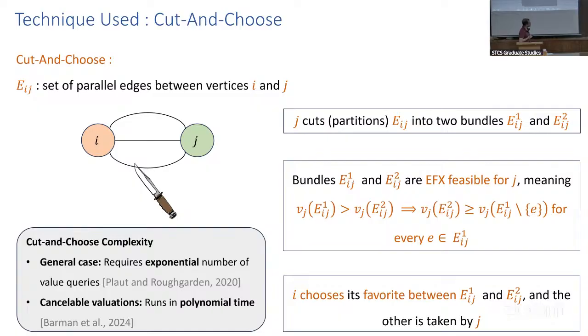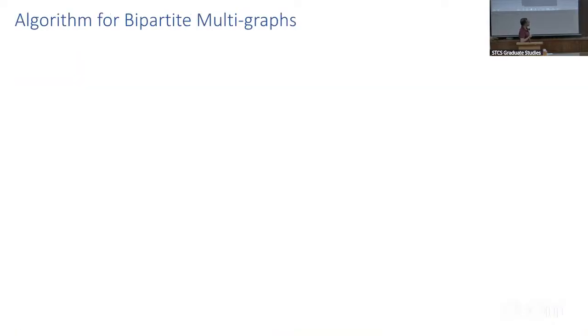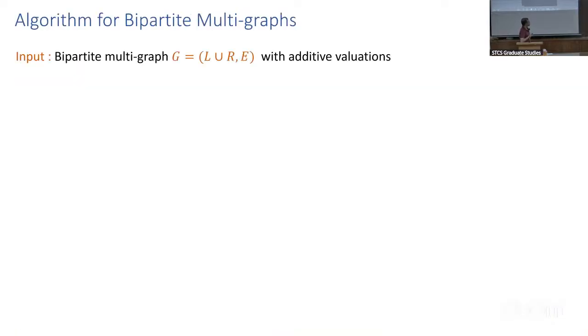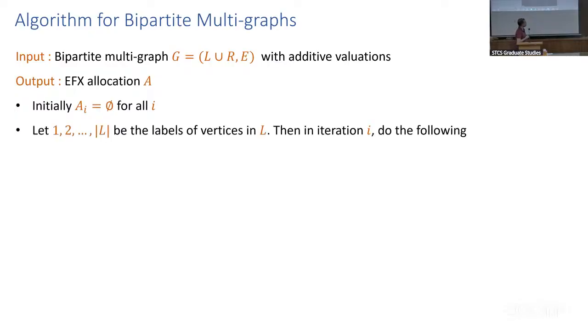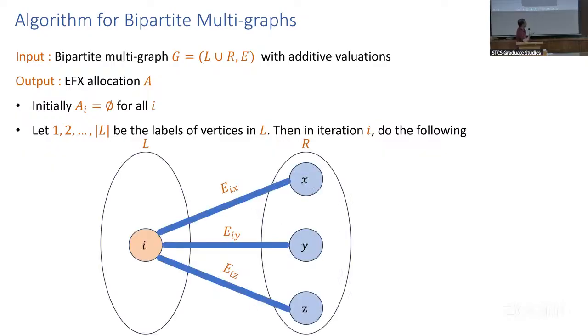All right, so let me state the algorithm for bipartite multigraphs. The input is a bipartite multigraph with additive valuations. Output is an EFX allocation. Initially we'll start with an empty allocation. So let us label the vertices in L as 1 up to the cardinality of L.